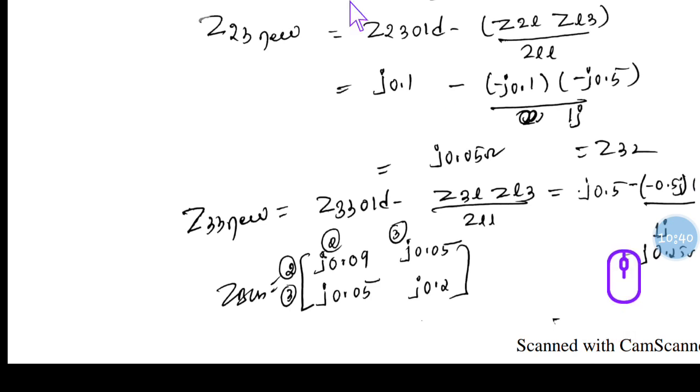Once you calculate, we are getting this matrix. This is the final matrix we got by the building algorithm after adding 2 branches and links. Just take this answer by inspection method. This is j.09, this is j.05, j.05 and this is j.2, sorry, 0.09, 0.05, 0.05 and 0.2 in terms of j.